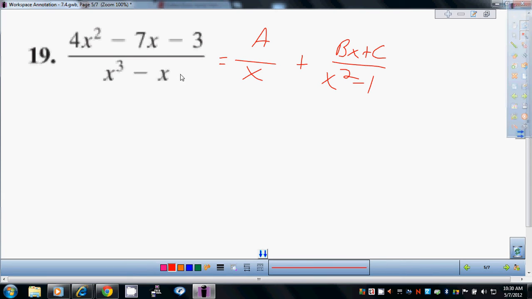Okay, now, just like in every single step, you're going to multiply by both of these, which is essentially multiplying by the original denominator if you did it correctly. So we're multiplying all the way across by x and x squared minus 1. If you do it correctly, you can pretty much just save yourself the math. You can always just basically cancel off the first denominator, leaving you with 4x squared minus 7x minus 3 equals. What cancels in this one?